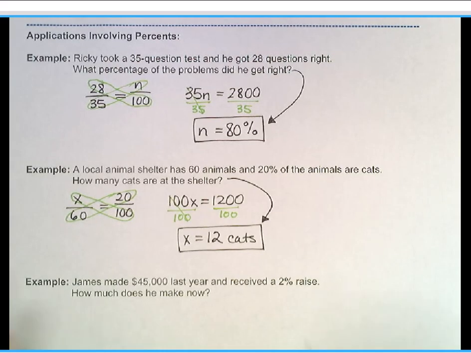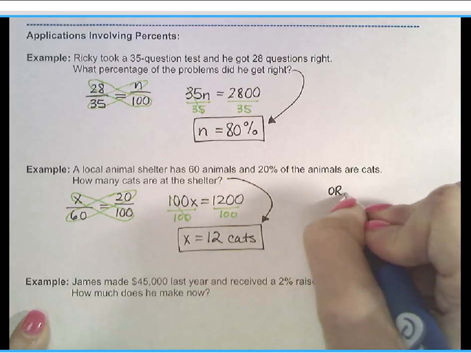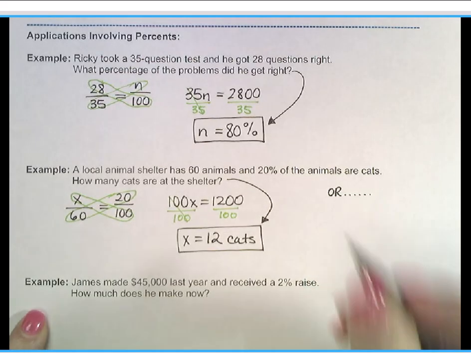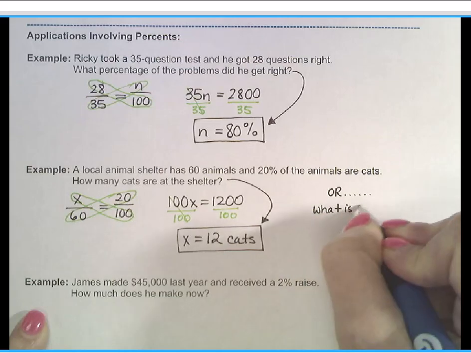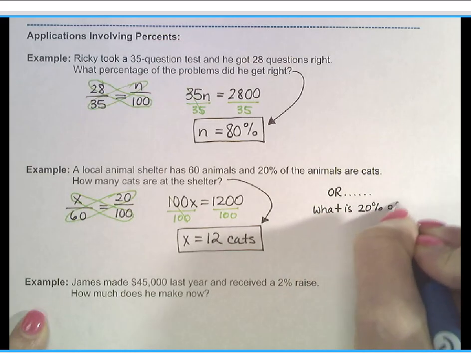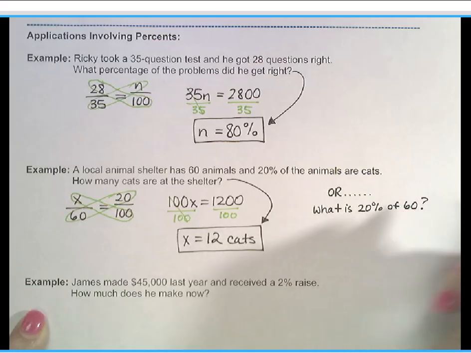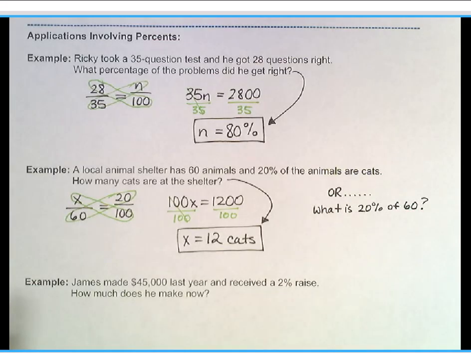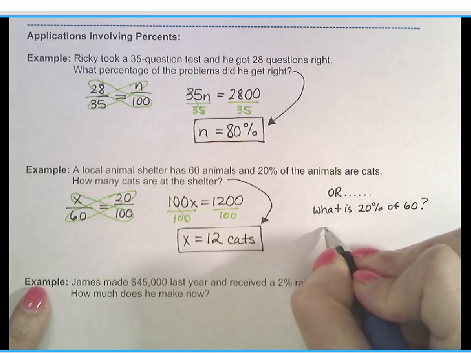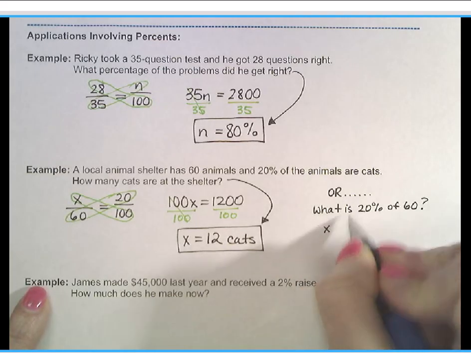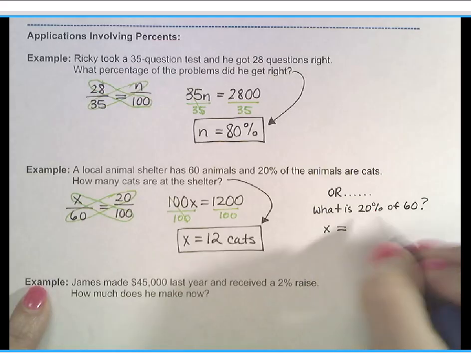Another way that you could do this one, so I'll say or, you could do it this way. You could say, well, what is 20% of 60? That's the question that we're trying to answer, right? What is 20% of 60? Well, you can translate this straight to a little math equation. So what, I don't know, x, is equals 20%.